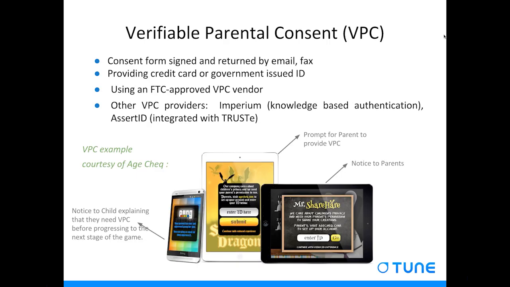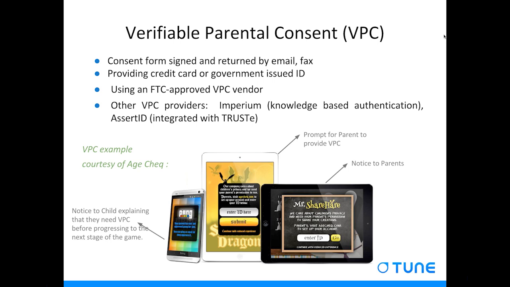Now we'll take a little look at verifiable parental consent. This is for sites or apps that have talked to their legal counsel and others and said, well, we are definitely subject to COPPA. Let's pursue some verifiable parental consent, or VPC, options. There are some ways that you can implement VPC under the FTC's rules. The most common way is just to get a consent form signed by the parent and have that returned by email or fax. Providing a credit card or government-issued ID is another form of verifying the parent.